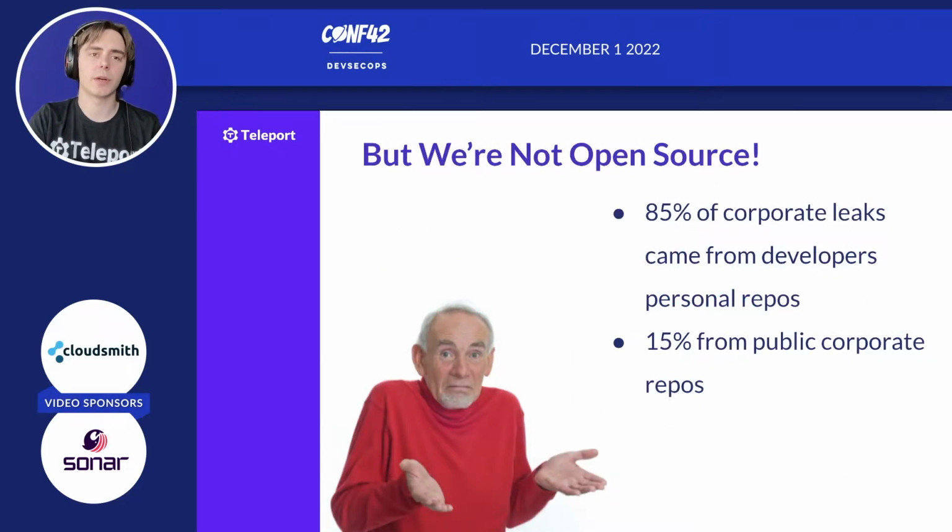And you might say, okay, well, we're not open source. Well, too bad, because 85% of those corporate leaks came from developers' personal repos. When they were doing development, they would fork the company's private repo into their own public personal ones. They would make the code changes, they would not delete the repo, and then they'd merge it in. The other 15% came from public corporate repos. And this is GitGuardian's findings, and they're only finding that these types of mistakes are increasing.